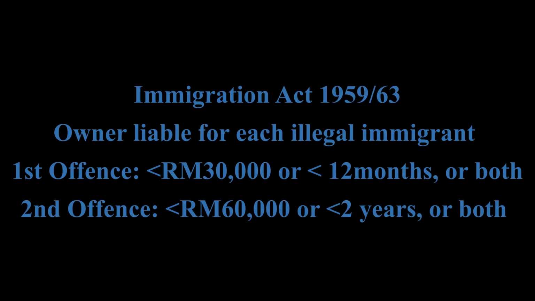For example, the Immigration Act 1959 states that anyone who rents a property to an illegal immigrant shall be liable to a fine of up to 30,000 ringgit or imprisonment of not more than 12 months, or both, for each illegal immigrant remaining on the premise, and that is only if it is his first offense.